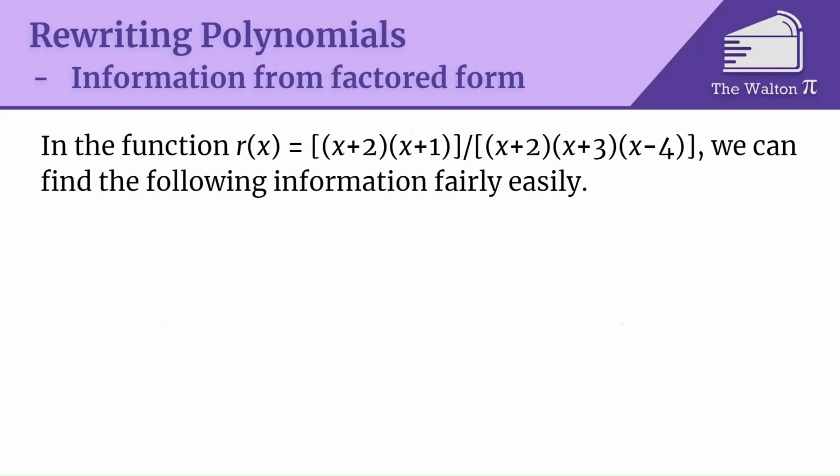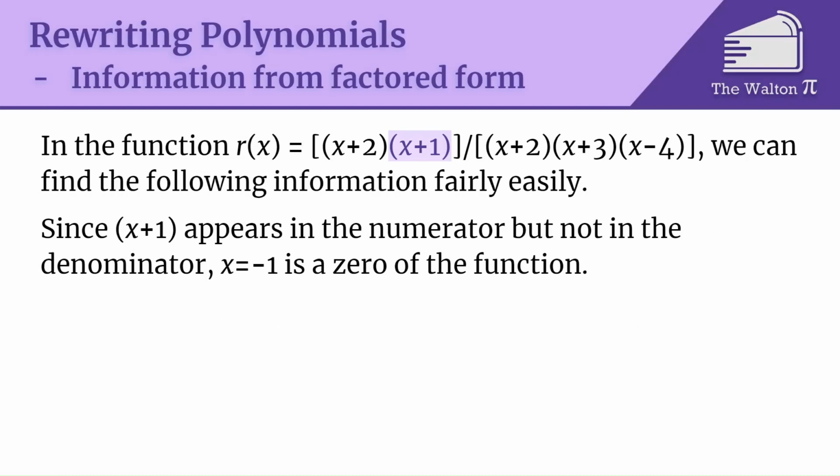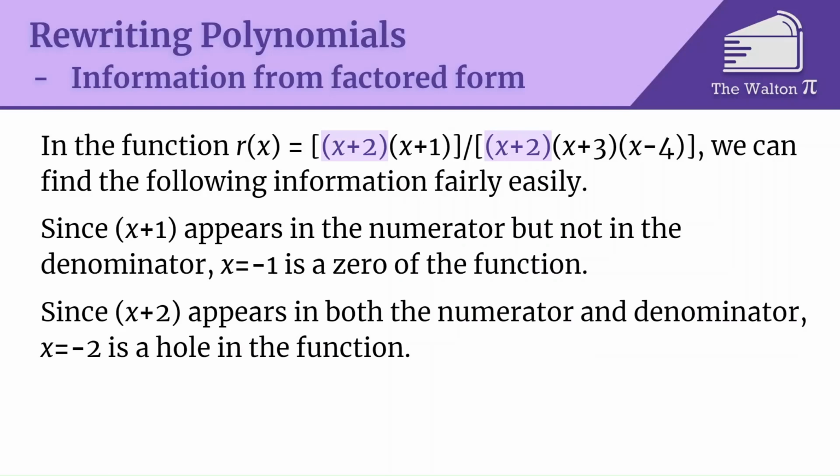then that gives us even more information. Here, what we can do is we can look at the numerator. We have x plus 1 that appears in the numerator, but not in the denominator. So that tells us that x equals -1 is going to be a 0 of the function. And then x plus 2 appears in both the numerator and denominator. So that tells us that x equals -2 is going to be a hole in the function.